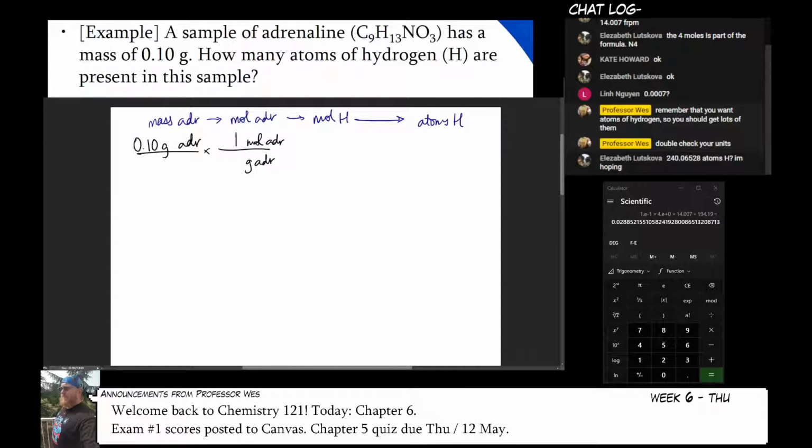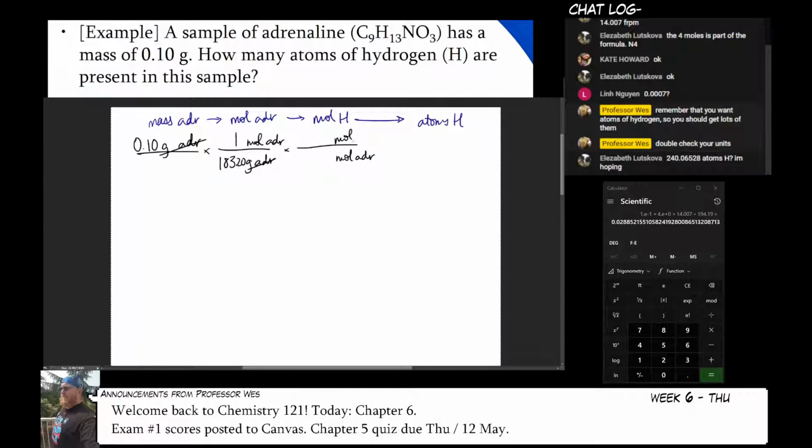If I knew what the formula was for adrenaline, that would help. C9, H13, NO3. Is that right? C9H13NO3? Yeah, okay. I got 183.20. Hopefully that's what everybody else got. And so these units will cancel out. And then 1 mole of adrenaline.